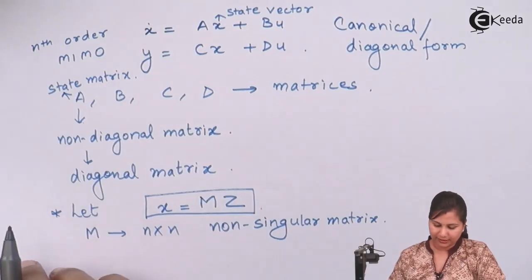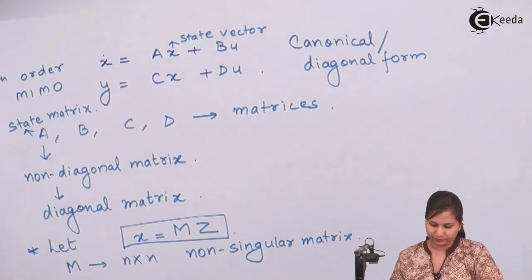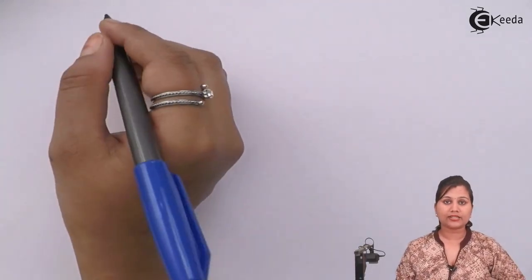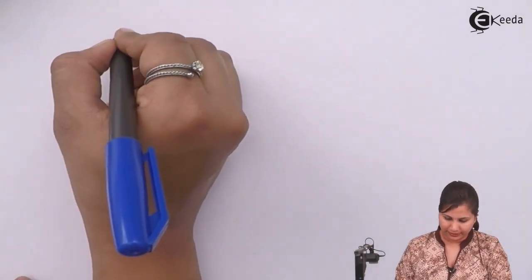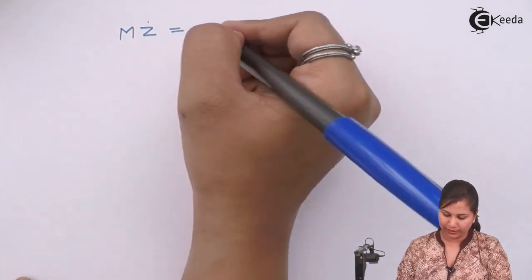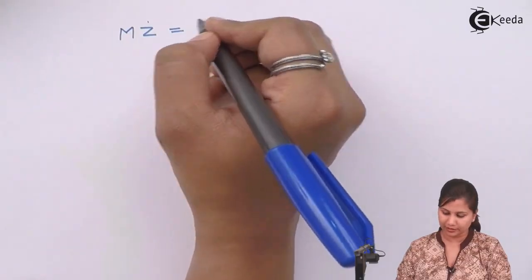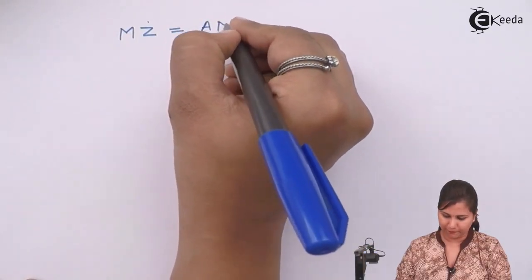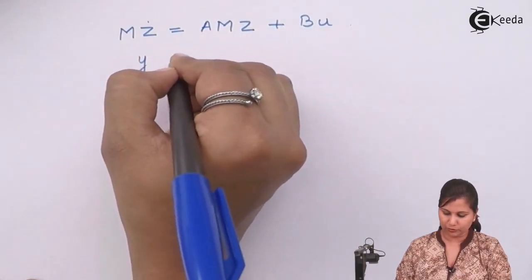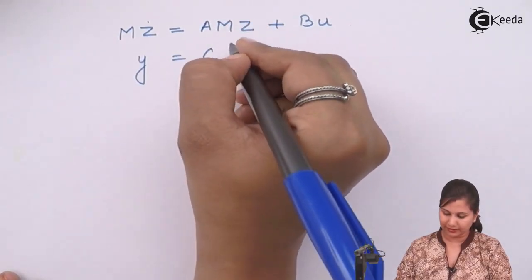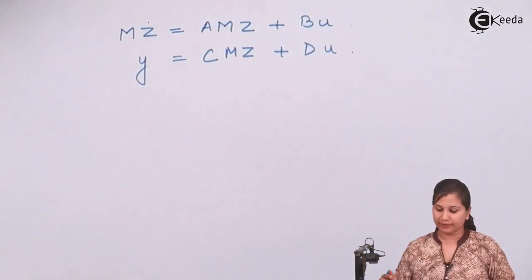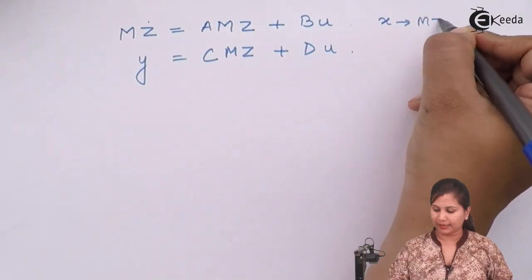So what are the changes in it? The x dot will be replaced by M z dot. Then we have Ax, so instead of x we will write Mz, and it becomes AMz plus Bu. Then we have y equals Cx, so C is there, then again Mz plus Du. So we are replacing x by Mz.